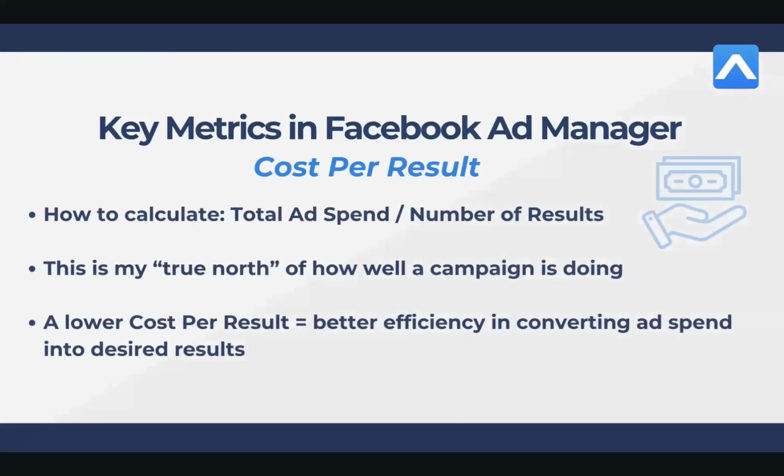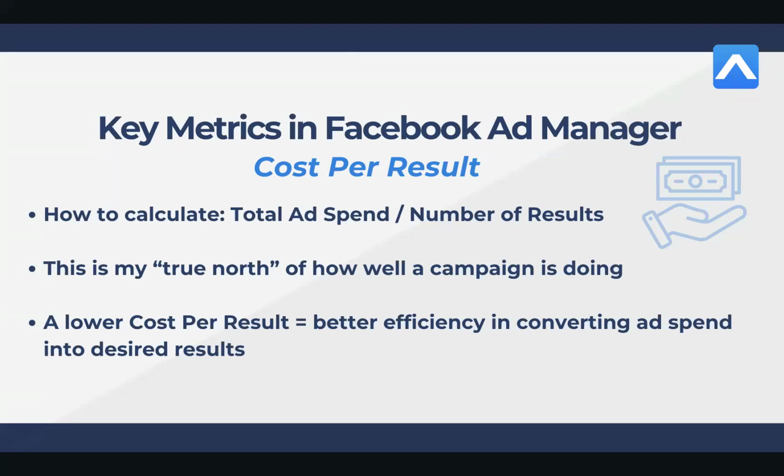All right. So, what are some of the key metrics in the Facebook Ad Manager? This is really important because as you start to scale up, you need to make sure that you're scaling up in a way that's going to be profitable for your business. So, how to calculate the cost per result is the total ad spend divided by the number of results. So, if you're running a lead ad, the way that this is going to be represented in your Facebook Ads Manager, this is going to tell you the cost per new lead.